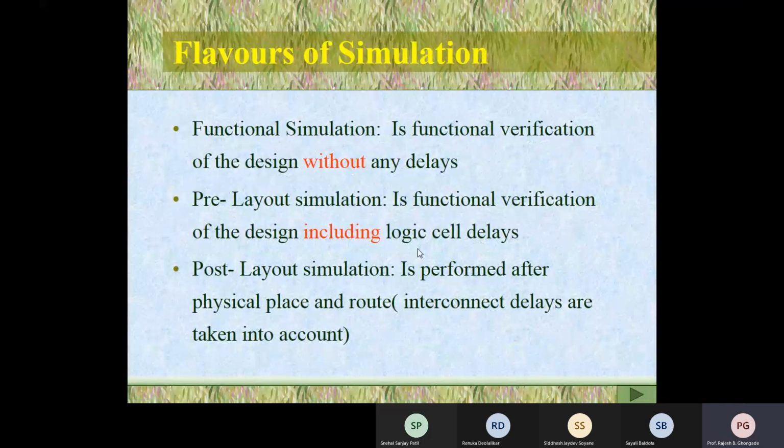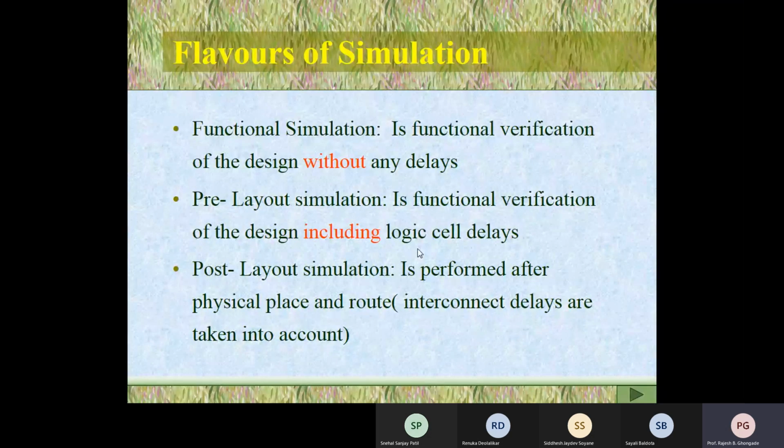What are the different flavors of simulation? As I've already said, functional simulation is a functional verification of the design, but it does not give you any timing related simulation or results. So it's only functionally verifying things, specifically in combinational circuits.